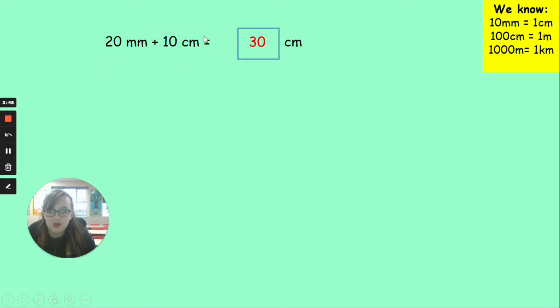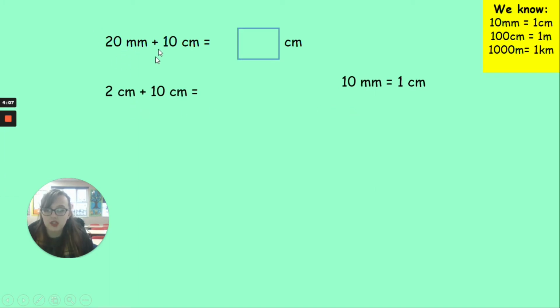Now, 10 centimetres, that's already centimetres, I don't need to change it, but 20 millimetres, can I change that into centimetres? We know that 10 millimetres is the same as 1 centimetre. So 20 millimetres is going to be 2 centimetres. When I've changed my 20 millimetres into 2 centimetres, I can now add up these units of measurement because they're the same. 2 centimetres add 10 centimetres gives me 12 centimetres.